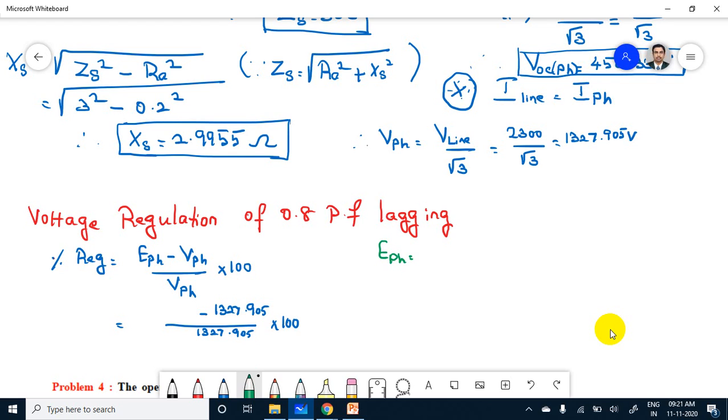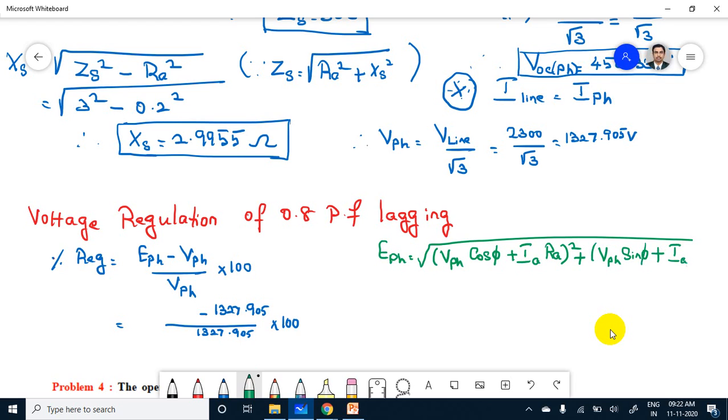E phase is equal to the square root of (V phase cos phi plus IA RA) whole square plus (V phase sin phi plus IA XS) whole square. Okay students, please listen carefully.